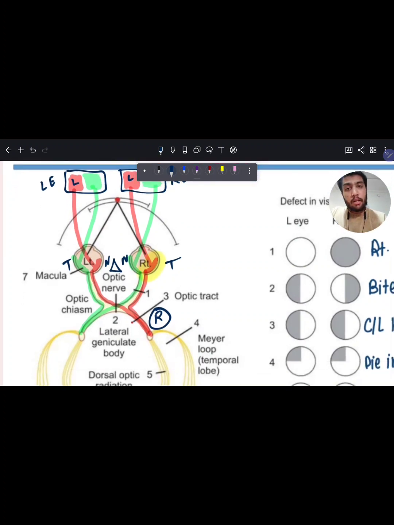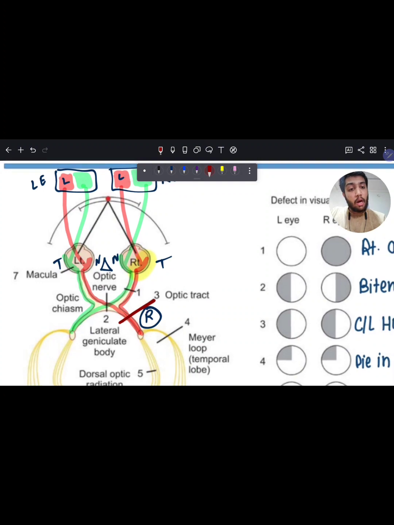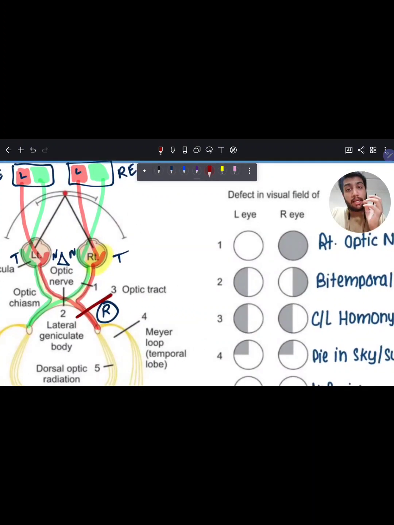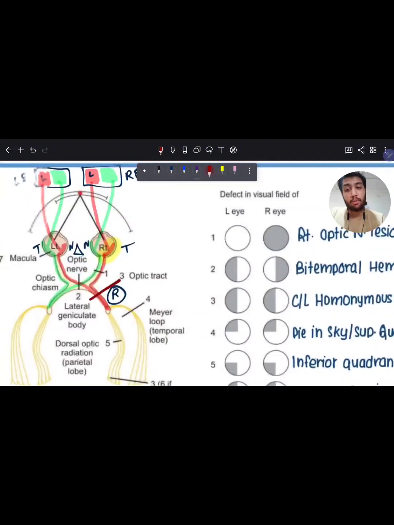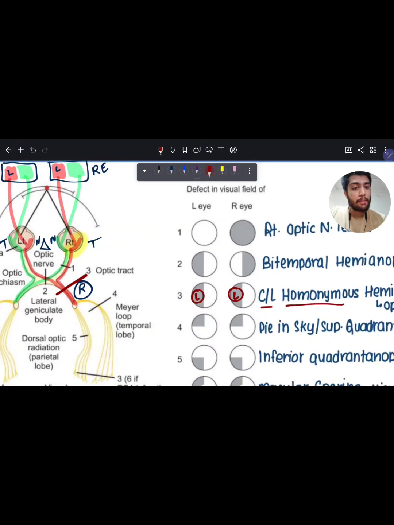So now, if you have a lesion which is cutting the optic tract, you are going to have a loss of vision of the left side of both the visual fields. So how are we going to name it? It is going to be contralateral, because the lesion is in the right side, but the vision you are losing is from the left side.